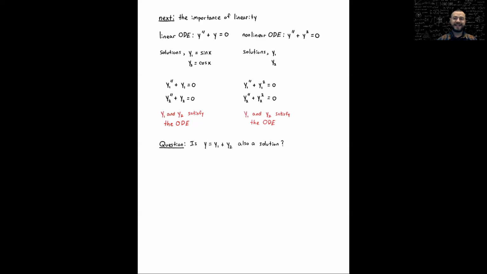All right, and the question we're going to ask, which gets to the heart of why linearity is important to second order ODEs, is this: if y1 and y2 are solutions, is their combination, a linear combination, y1 plus y2, also a solution? So the answer is either yes or no, and we're going to go into detail about checking that right now.